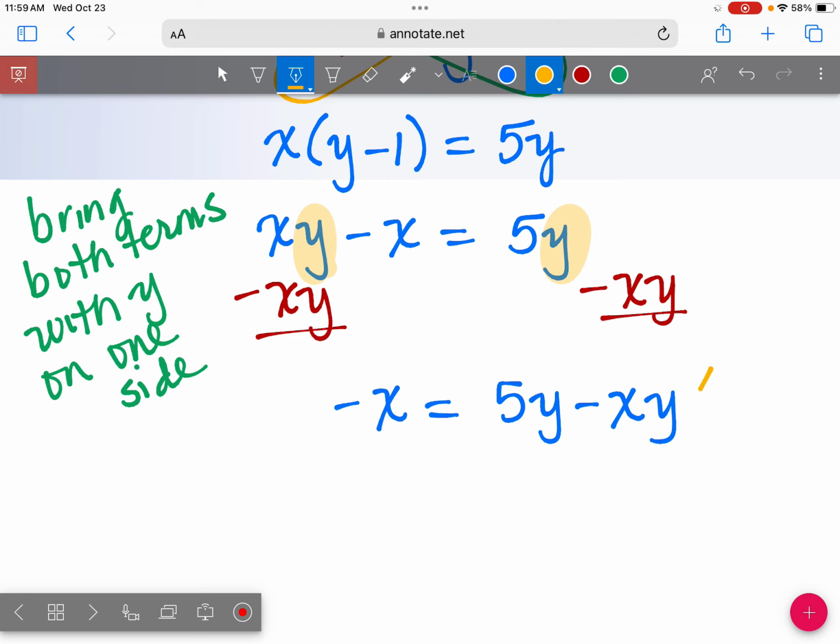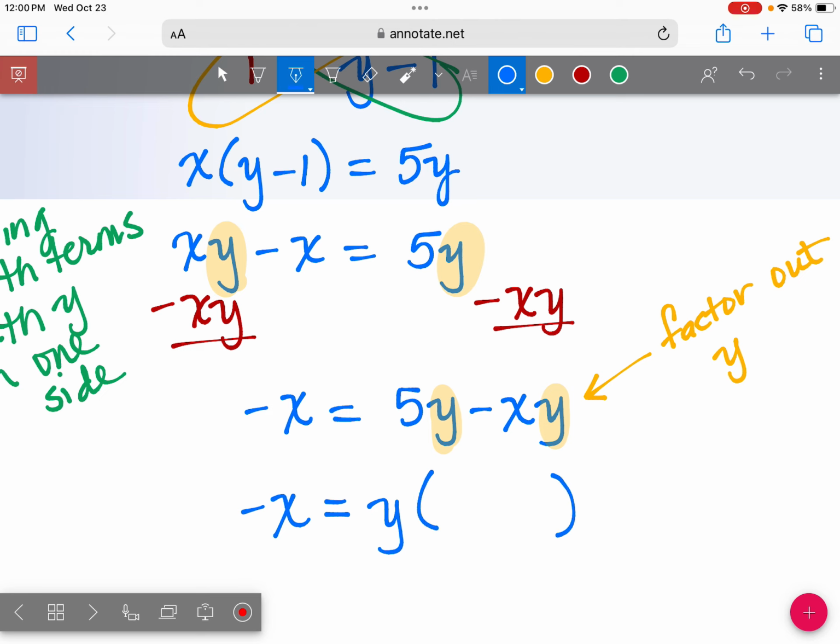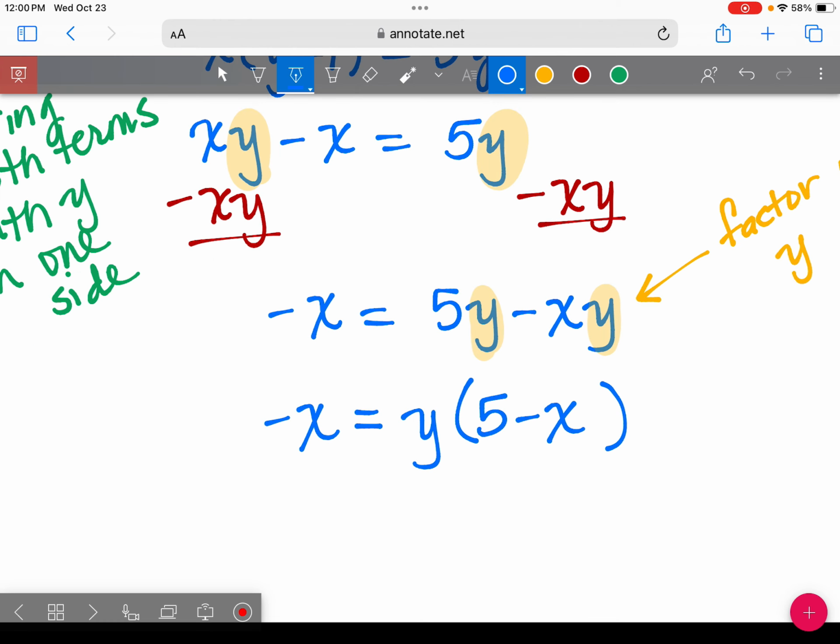So at this point now, we can factor out the y. Let's go ahead and factor out y. So when I take out the y, which is here and here, negative x equals, I'm taking out the y. What would I have left inside of the parentheses? What's left after we take out y? 5 minus x. So now my last step would be to divide both sides by 5 minus x.